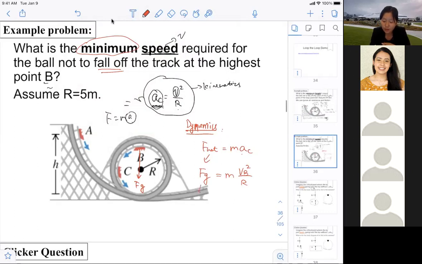So you can set up mg on the left-hand side equal to m v_B squared over r. So we calculated v_B at the top. This is the minimum required, and it is equal to the square root of g times r. Okay, so we found our minimum speed. Now we can go back and solve for the minimum height required at point A. Before we move on to talk about the height, any questions about how we found the minimum speed?